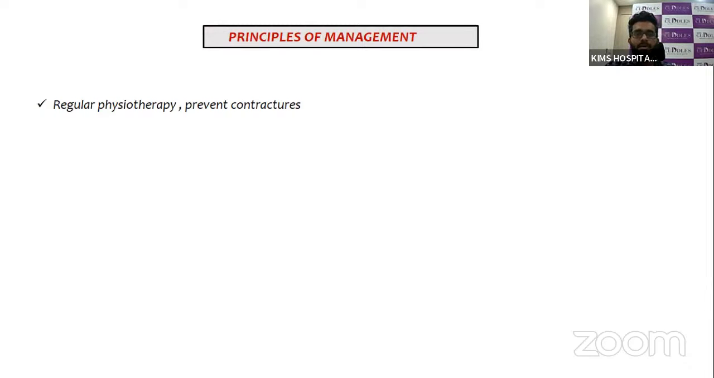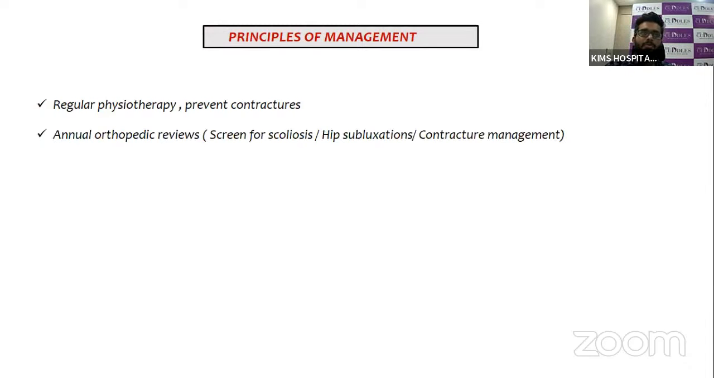So apart from the particular cause being identified, the second thing is regular physiotherapy to prevent contractures. And we ought to, because in any neuromuscular disorder, because of the paraspinal muscle weakness, you are prone to have scoliosis and you're prone to have hip subluxations. So annual orthopedic reviews must be done to screen for these conditions. And as you know that they have significant oromotor coordination and feeding issues, I think feeding assistance can be given with nasogastric tube and sometimes even gastrostomy.